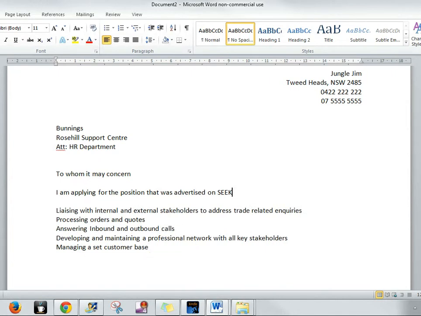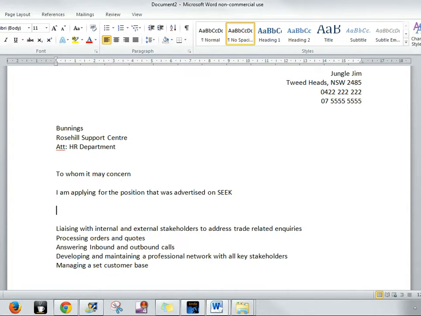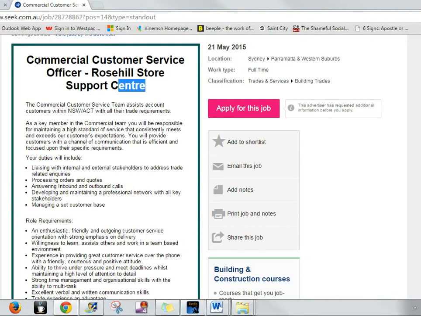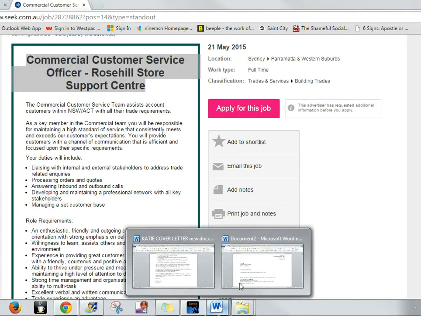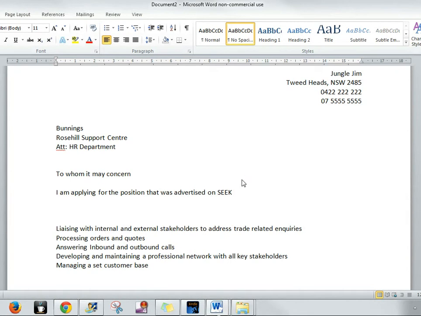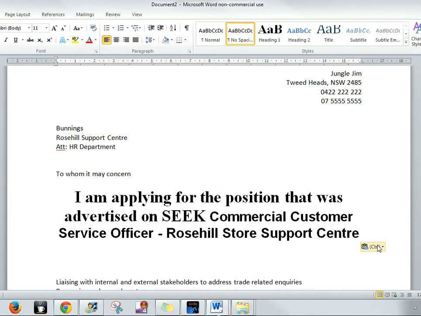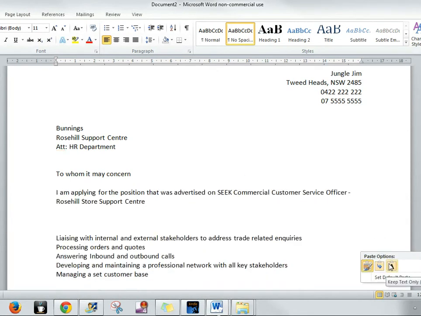Okay, so going back to our cover letter. These are some of the elements that we will include. So we're going back to the start. So to make it soon, I'm applying for a position that was advertised on Seek for the, and I'm just going to copy and paste it again because that's just the name of the role. And I'm just going to adjust that because that's just come up ridiculously large.